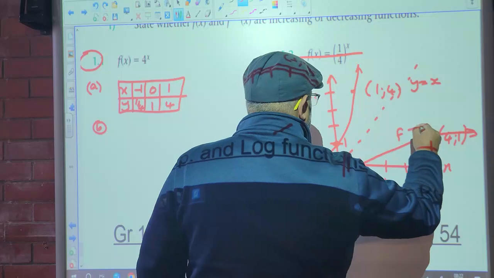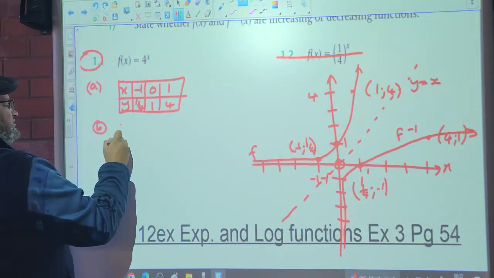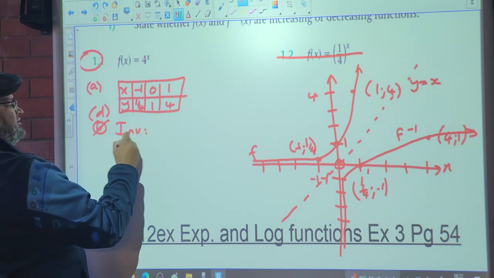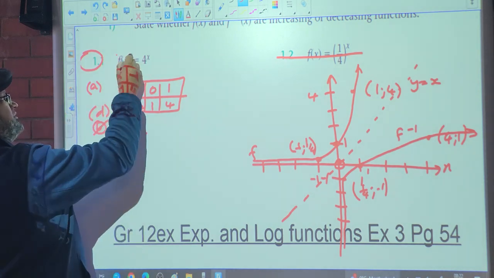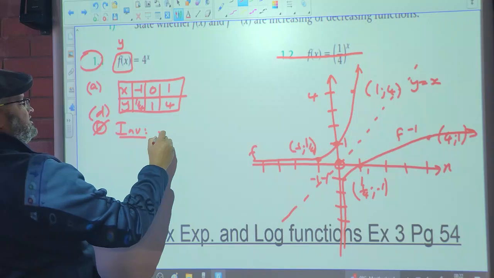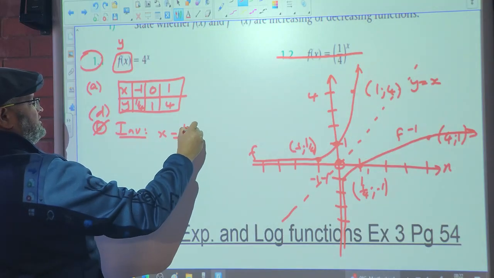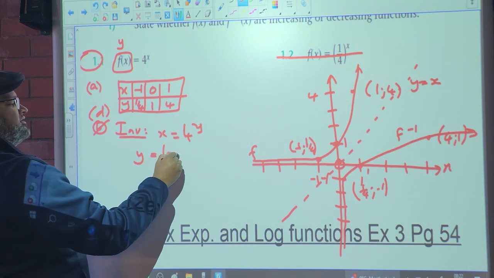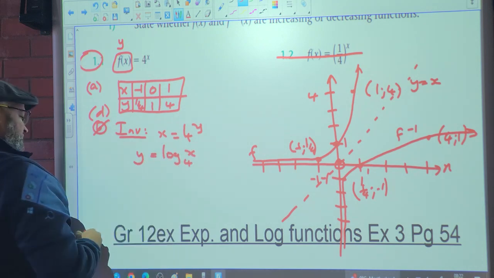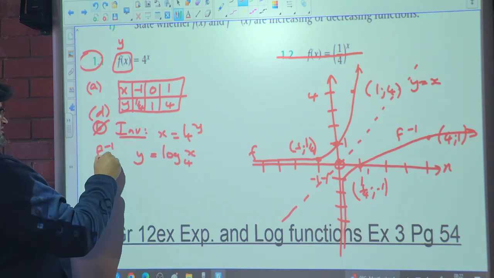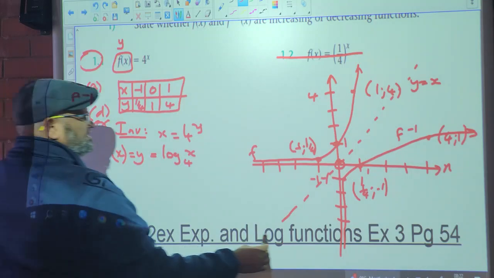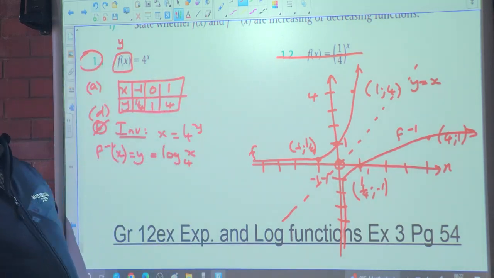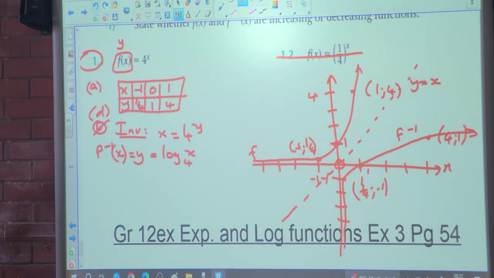Okay. So what do we do for the inverse function? Interchange x and y. Remember, that's a y. So x is equal to 4 to the y. Make y the subject of the formula. y is equal to log x base 4. This is the inverse. People, is the inverse a function? Yes. Why? It passes the vertical line test.